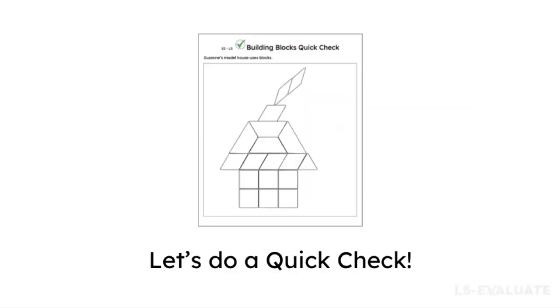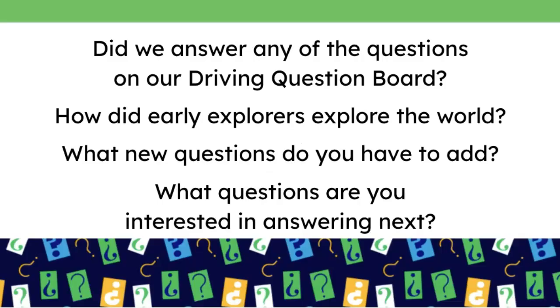For the Evaluate portion, you'll have students work independently using the Building Blocks Student Quick Check journal page to complete a summative assessment checkpoint. To support student sense-making across the unit, orient them back to the driving question board. Ask, did we answer any of the questions on our driving question board? If there are questions that have been answered, remove them from the driving question board and place them on the summary charts. Use this as an opportunity to build a class consensus model to answer the section driving question. How did the explorers explore the world?